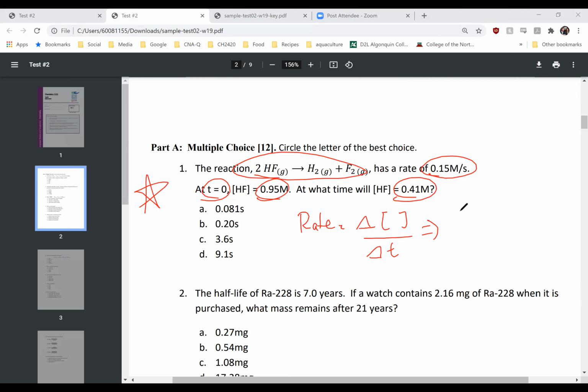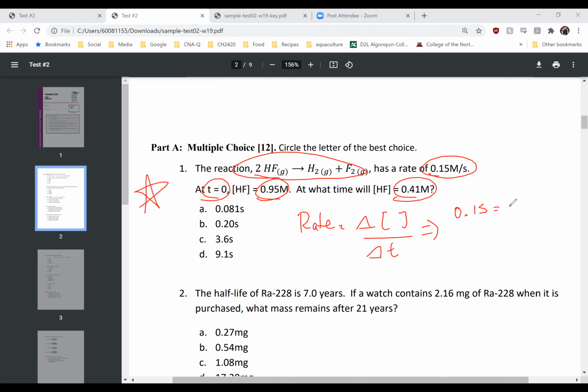Okay, so this ends up being kind of like a fill in the blank type question. The rate is 0.15. My change in concentration is final minus initial. So I would say 0.41 minus 0.95. Sorry, that looks like a plus sign. That's supposed to be a 1 with a minus. Let me get my eraser here. There we go. Let me clean that up a little bit for you.